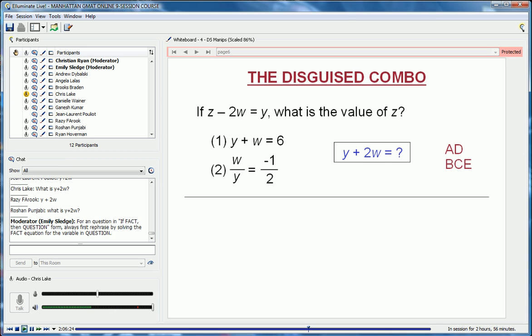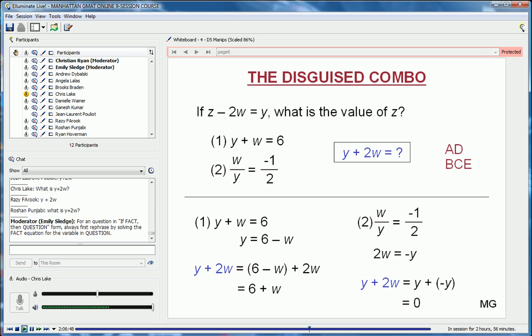Sure. The first thing I did was eliminate A and D because we're looking for y plus 2w, and the first choice doesn't give you any help with that. So moving on to the second one, do the cross multiply and move the variables on one side, and you get 2w plus y equals 0, which gives you an answer to what you're looking for. So I chose B. That's fantastic, and that's right.